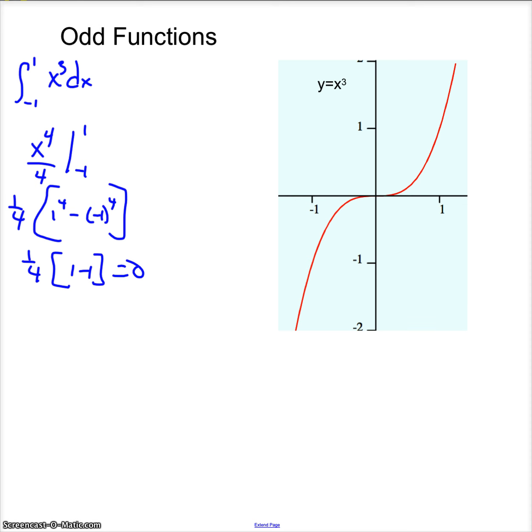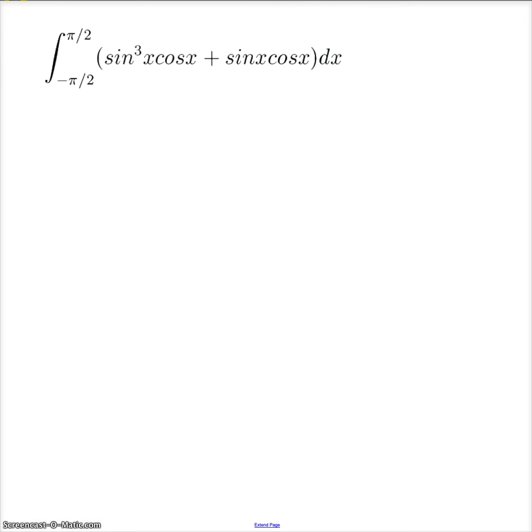Okay, the easy ones, pretty straightforward. Let's do a more challenging one. Now we can do this integral. But first of all, what if we just see if it's even or odd? All right, so I'm going to put in negative x and see what I come out with. Sine cubed negative x cosine negative x plus sine of negative x cosine negative x.